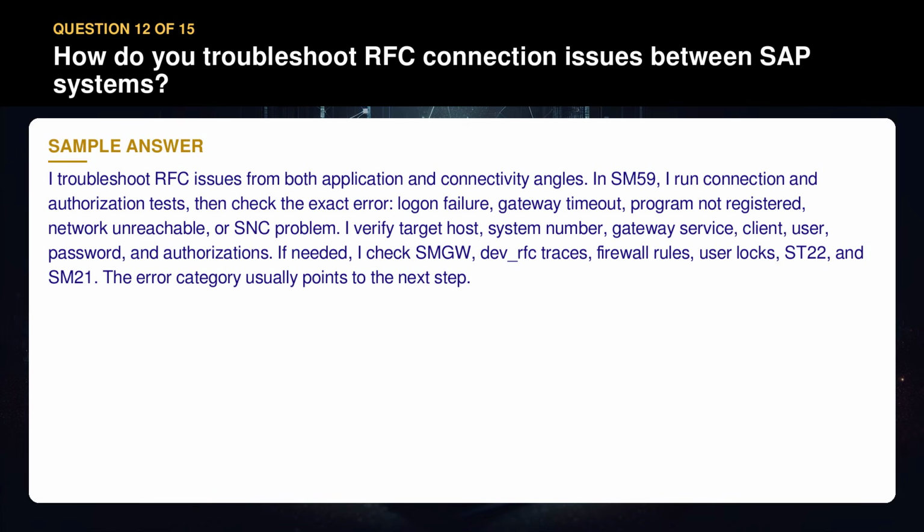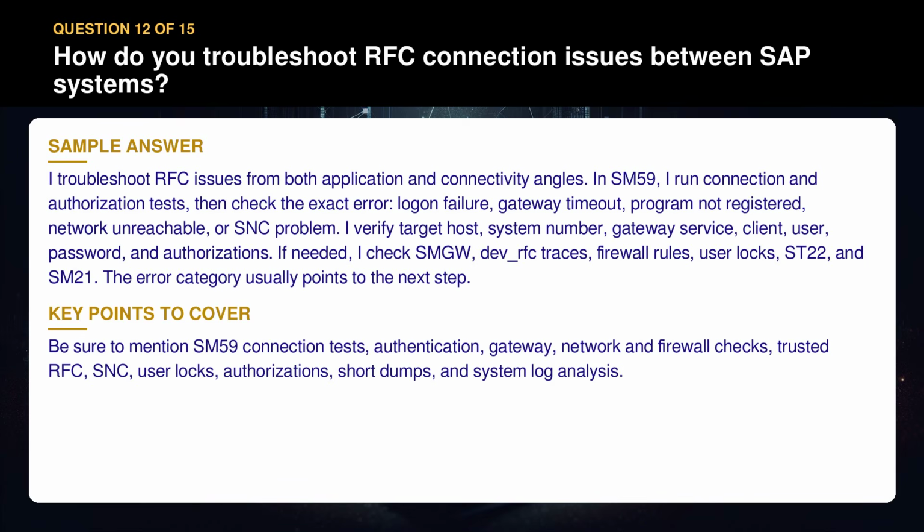I verify target host, system number, gateway service, client, user, password, and authorizations. If needed, I check SMGW, dev RFC traces, firewall rules, user locks, ST22 and SM21. The error category usually points to the next step. Be sure to mention SM59 connection tests, authentication, gateway, network and firewall checks, trusted RFC, SNC, user locks, authorizations, short dumps, and system log analysis.